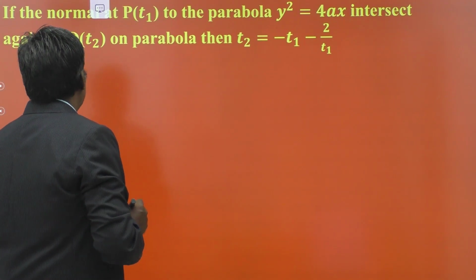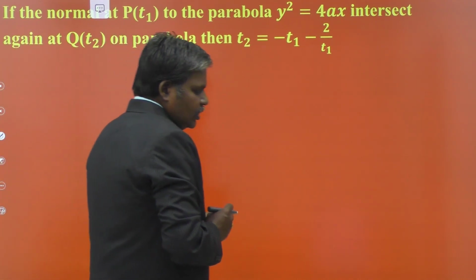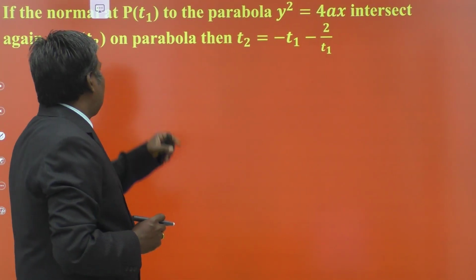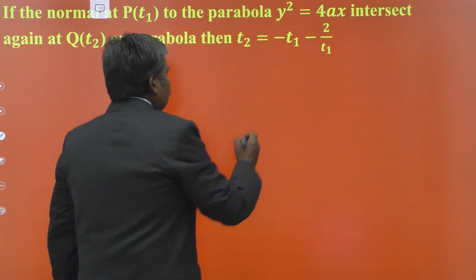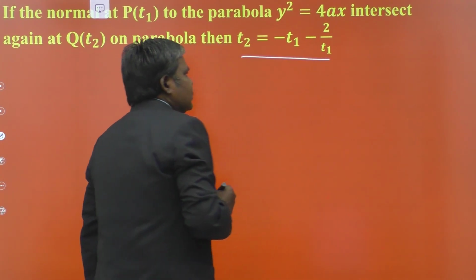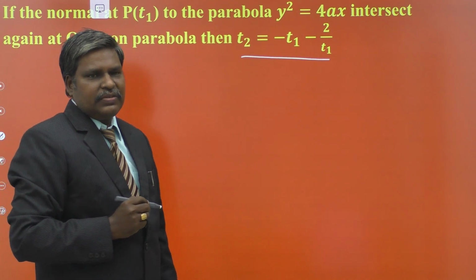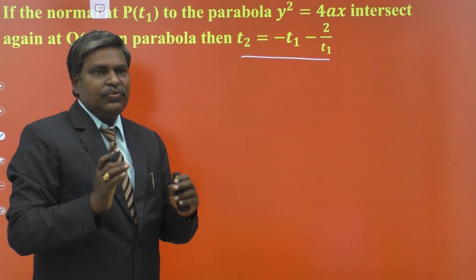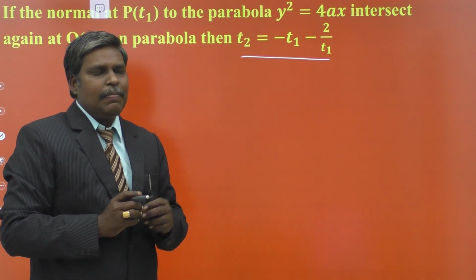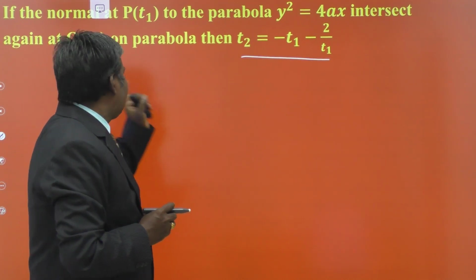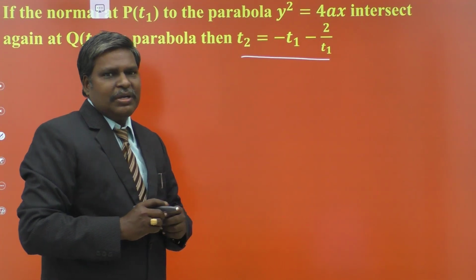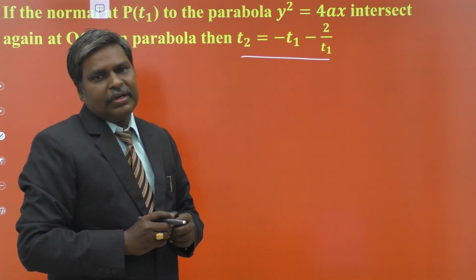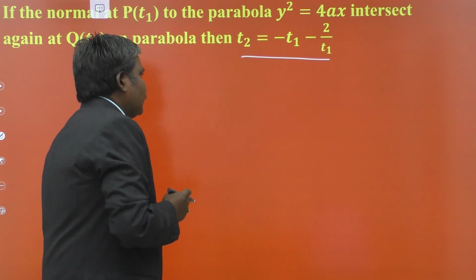The next concept: if the normal at P(t1) to the parabola y² = 4ax intersects the parabola again at Q(t2), then you have to show that t2 = -t1 - 2/t1. Very important result for you. So suppose P(t) is any point on the parabola. If you draw a normal at P(t), it intersects the parabola again at Q(t2). Then the relation between t1 and t2 is t2 = -t1 - 2/t1. Let us try to draw the rough diagram for this.